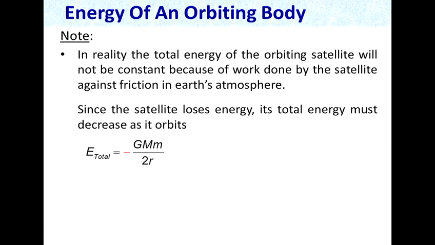The total energy must decrease. If I look at this expression for the total energy of the satellite, if work is done against frictional forces, the total energy goes down. It must become more negative. A decrease in total energy means that this value must become more negative. The numerator are all constants. To get more negative, there can only be one way. The radius of orbit must get smaller. So as the satellite does work against friction, it loses total energy. The satellite will move into an orbit that has a smaller radius.